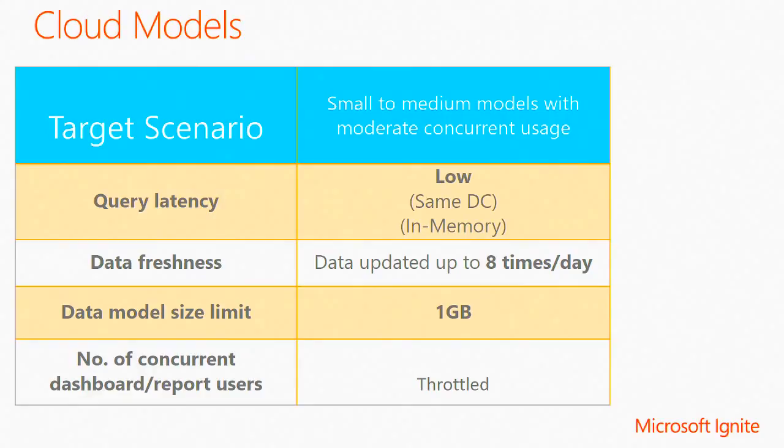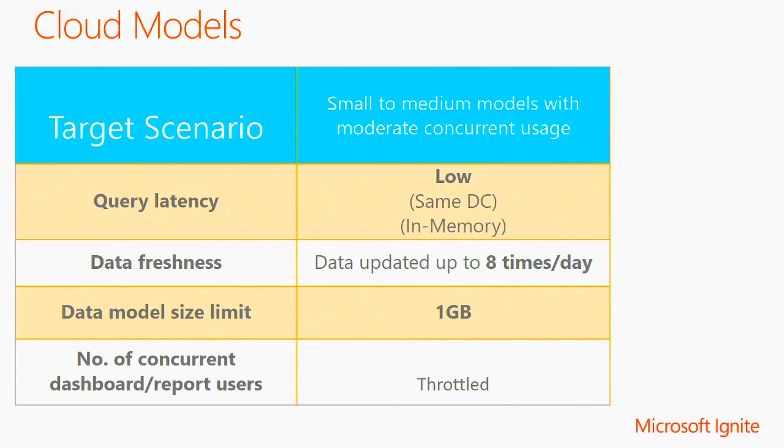With cloud models, we can zoom into the characteristics. Some of this is going to be a bit of a review from what I just said, but query latency is going to be low. That means if you hit a dashboard or a report and you're filtering around, the performance is going to tend to be pretty good.